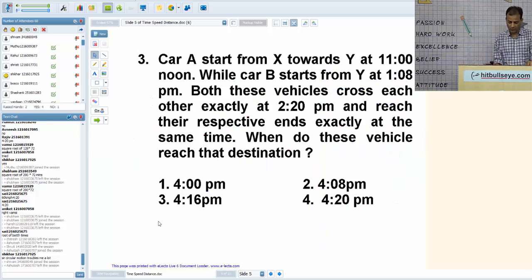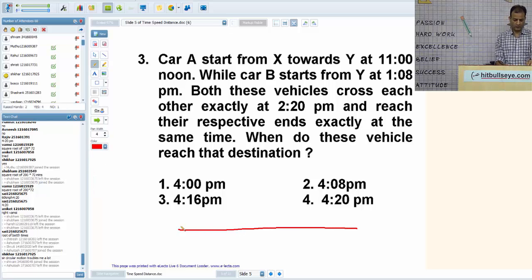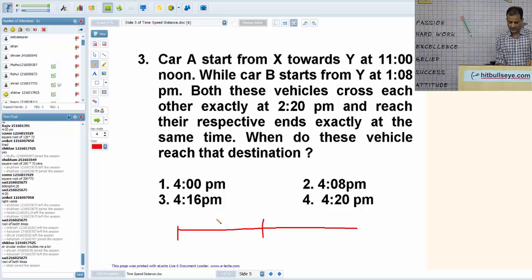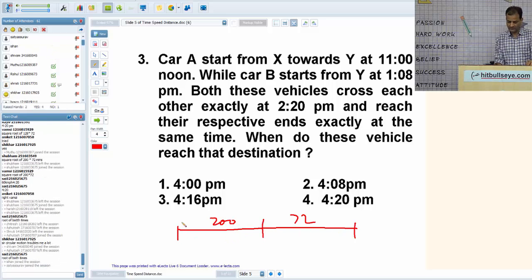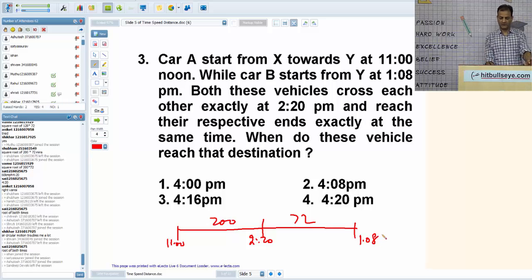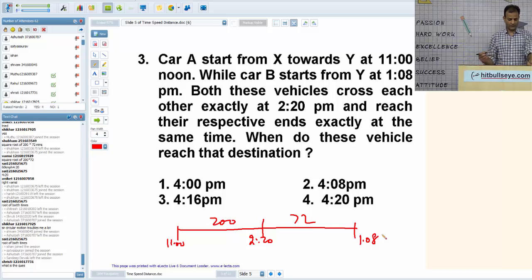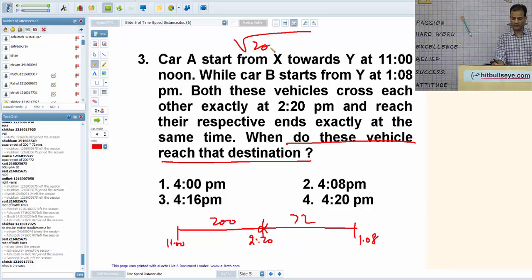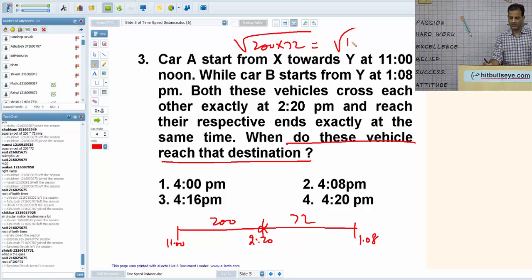The shortcut is, when two bodies are moving from opposite directions, then like most students have done, we have to take this 200 minutes, this 72 minutes. So what will you do? Square root of the question. Since the question is, when do these vehicles reach the destination? Because after crossing they reach at the same time. So we will take the square root of this. What is the square root of 200 into 72? It will be 14400, which is equal to 120 minutes.